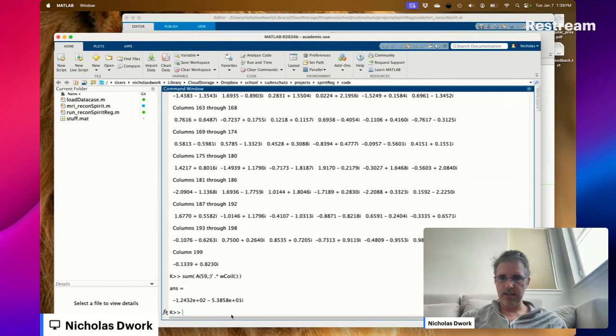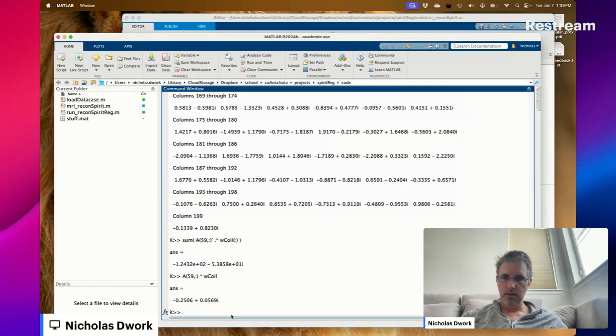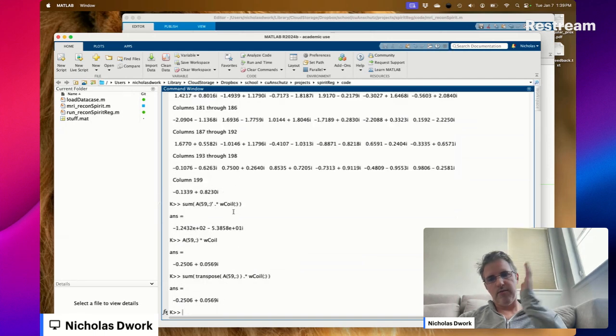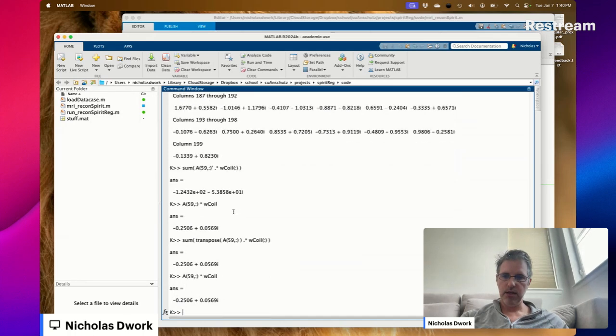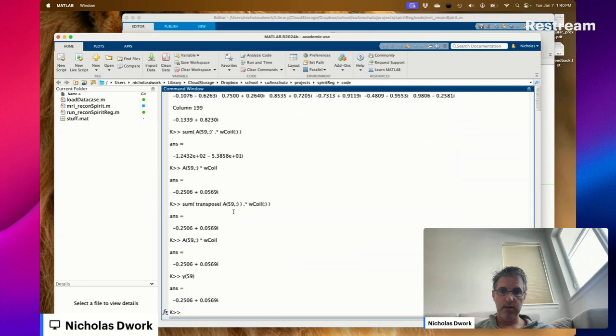But if we get it right, so now if I do A59 times W coil, this is just straight matrix multiplication now. So I don't know why that is different than that. Oh, because this is conjugate transpose, I think. Yeah, okay. Finally got it. A of 59 times W coil is that value. And what is Y of 59? That looks pretty close, doesn't it?